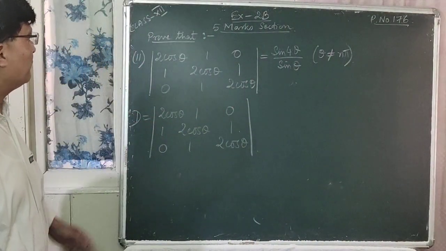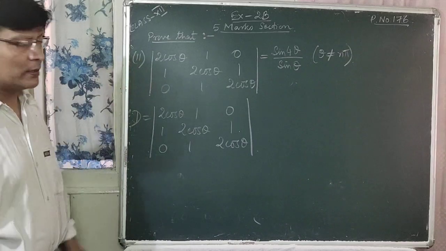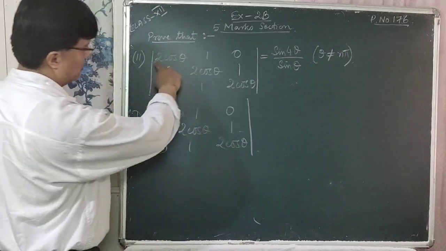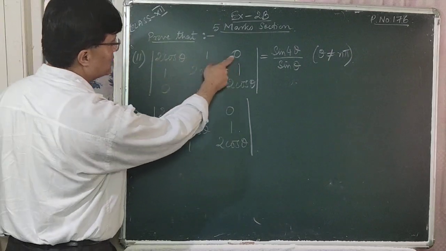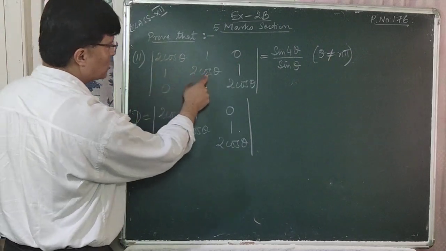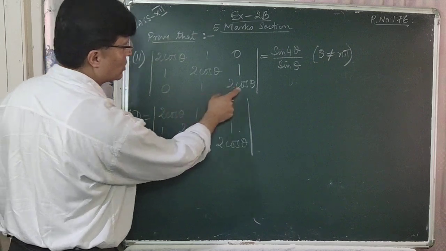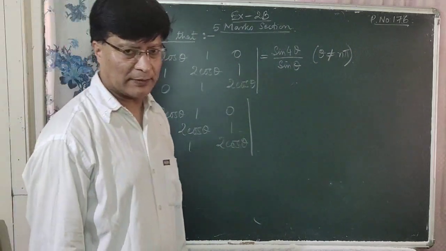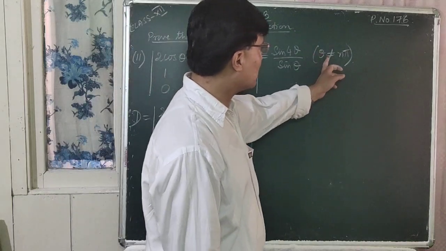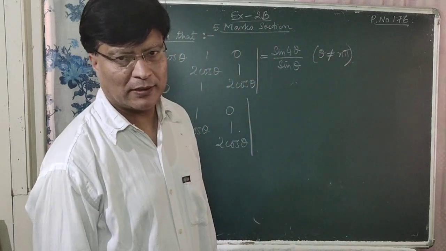So now we will prove question number 11. Here the given determinant is a third order determinant again. What is the first row? 2 cos theta, 1, 0; 1, 2 cos theta, 1; 0, 1, 2 cos theta, which is equal to, you have to prove, sin 4 theta divided by sin theta. In this case theta not equal to n pi is given, right?